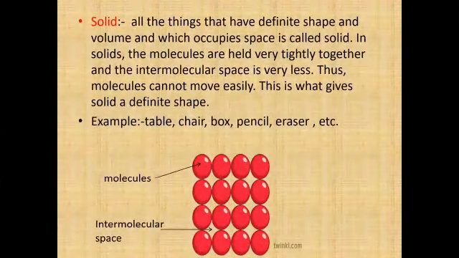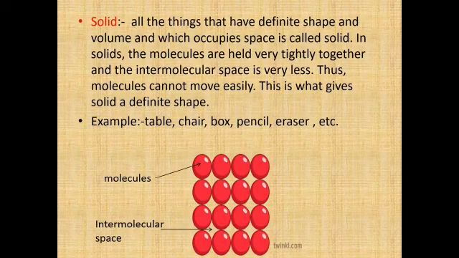Now, let's start with solid. All the things that have definite shape and volume and which occupies space is called solid. In solids, the molecules are held very tightly together and the intermolecular space is very less. Thus, molecules cannot move easily. This is what gives solid a definite shape. Some examples of solid are table, chair, box, pencil, eraser, etc.